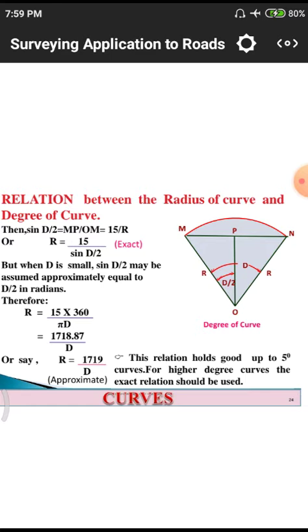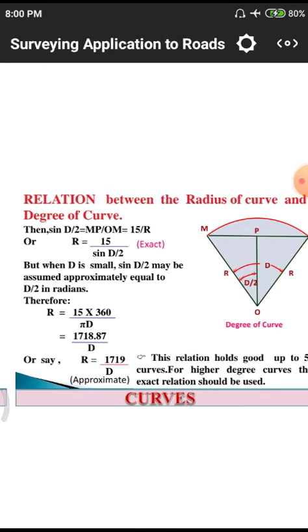From that equation we get the radius of the curve: R equals 15 by sin D by 2, where D is the angle. We need to convert degrees into radians, so sin D by 2 becomes pi by 360 times D, and R equals 15 into 360 by pi by D. After calculating with the calculator, 15 into 360 by pi, taking pi as 22 by 7, gives the numerical value.